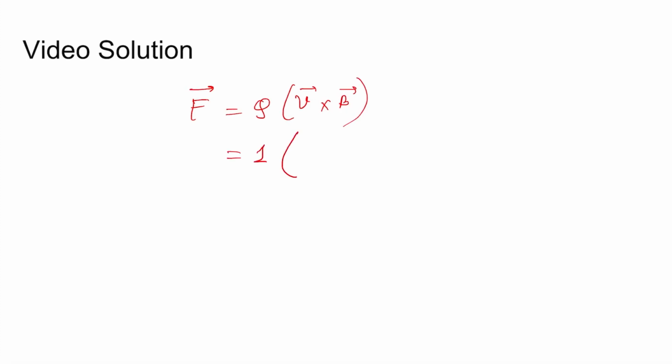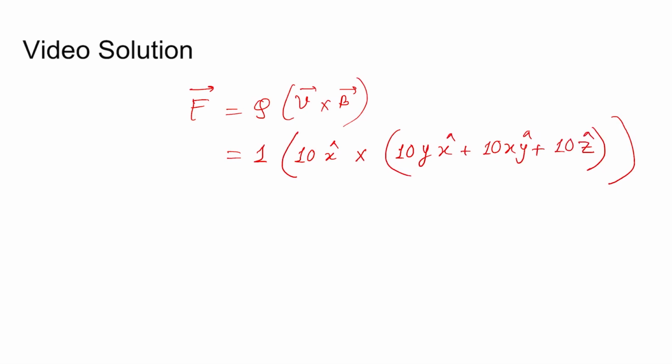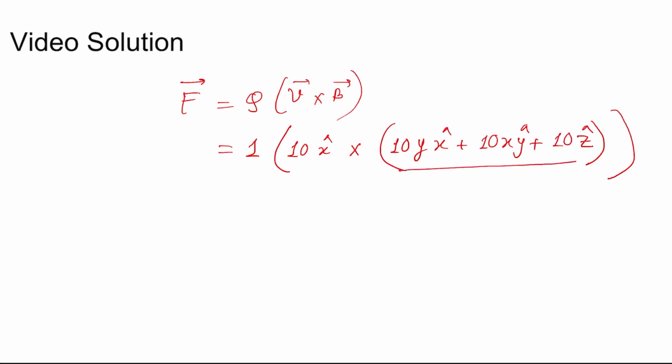We solve the question. It asks us to find the force on the moving charge. So F equal to Q V cross B. Given that the charge is 1 coulomb and the velocity is 10 x hat, now we need to cross it with the magnetic field expression, that is 10y x hat plus 10x y hat plus 10z hat. Now we can see that this is a variable magnetic field that varies with the change in coordinate positions of the charged particle.